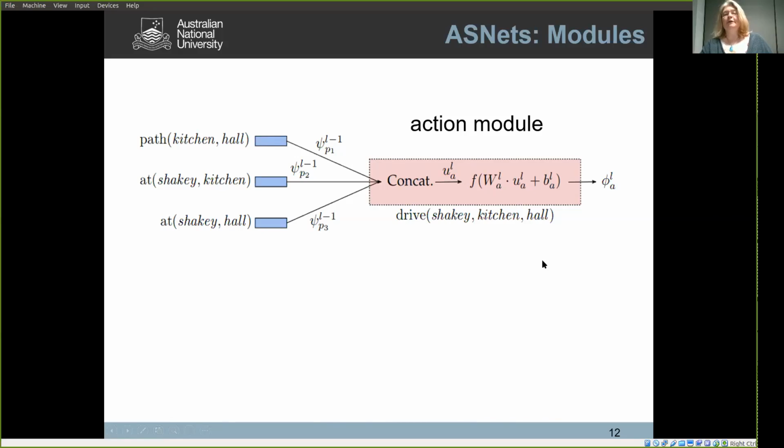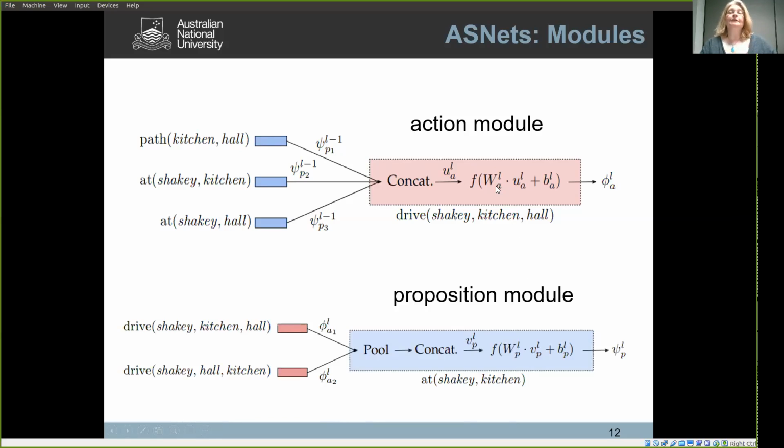If we add at the same layer another drive action, let's say drive Bob from the ballroom to the toilet, then it would have the same weight matrix, the same vector. And we can do this because these two actions, because they're from the same action schema, have the same number of related propositions, and these play the same role. So the matrix can have the same sizes.